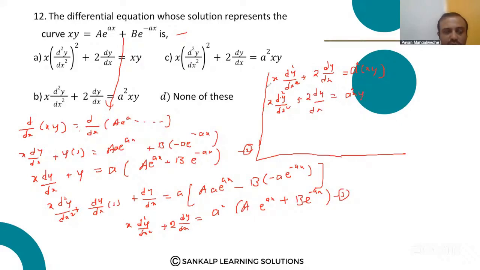xy. So comparing with the given options, option A is not suitable. Option B, if you compare x into d square y by dx square plus 2 into dy by dx is equal to a square xy. So option B is the correct answer. Option B is the correct answer. So we'll go to the next question.